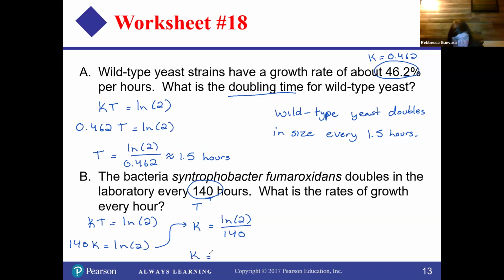This means K as a growth rate is going to be 0.00495. We write this as a percent, 0.495% per hour. So this is a pretty slow growing bacteria. Our first one, yeast, is growing really, really fast. This one's growing really, really slow.